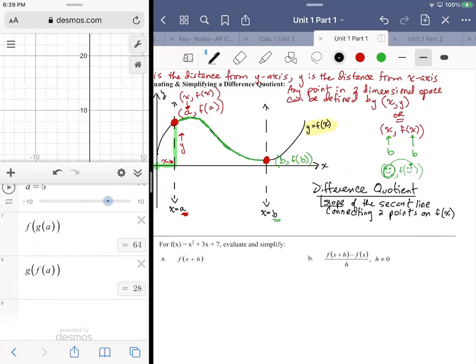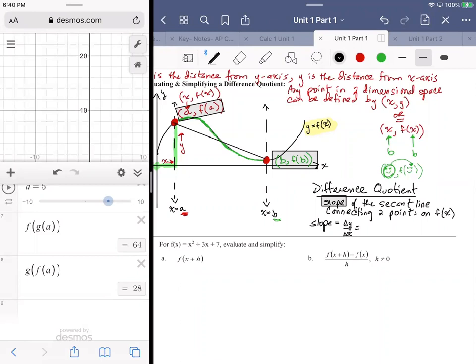That's the key word here. Change in y over change in x. So I have 2 sets of coordinates: a comma f of a and b comma f of b. If I draw a line segment connecting these 2 points, I could find the slope of that line segment by finding change in y over change in x.